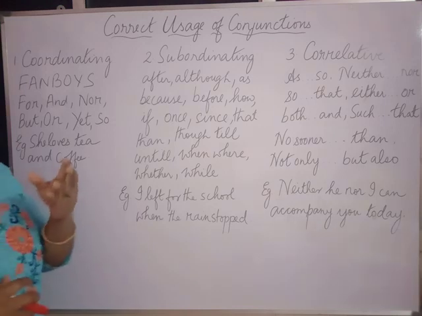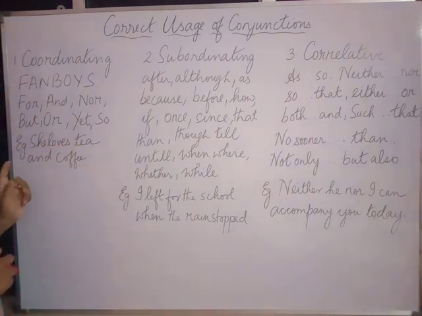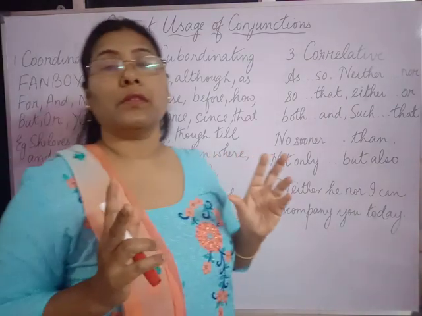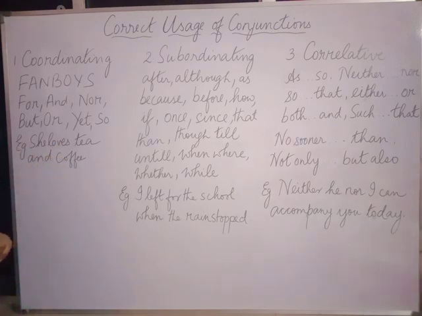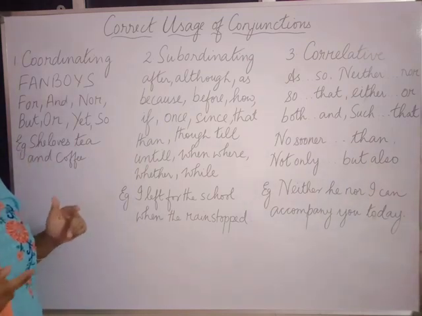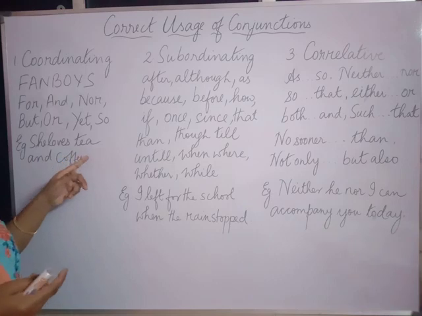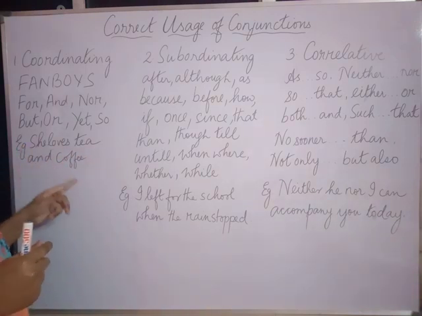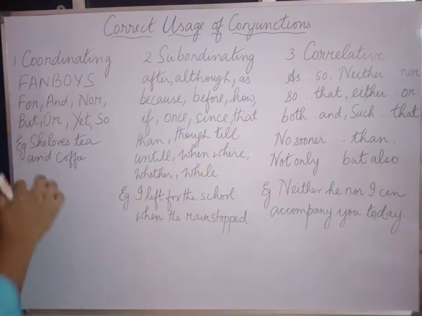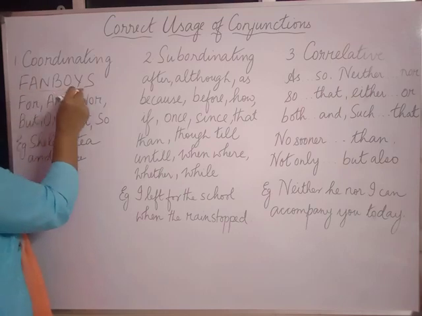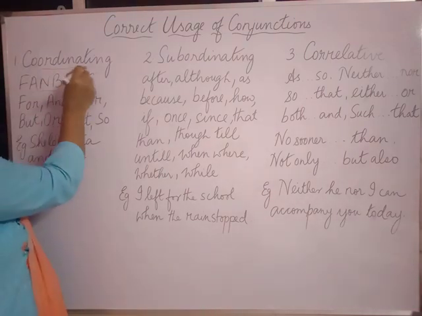Now I'll just give you one example. She loves tea and coffee. Now as I said, coordinating conjunction joins two sentences of equal importance. Look at this sentence. If I break this sentence and say it separately, she loves tea, she loves coffee. Now both sentences are of equal importance. So if I join it, she loves tea and coffee. So it is joined by the conjunction and. So just remember this FANBOYS. If you remember this FANBOYS, you remember your coordinating conjunctions.